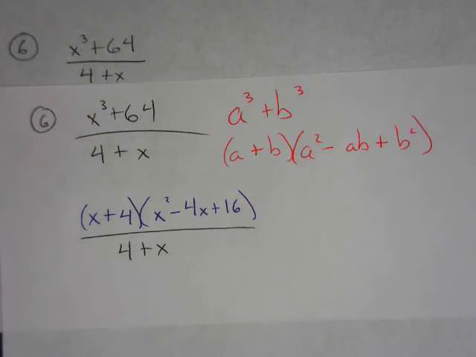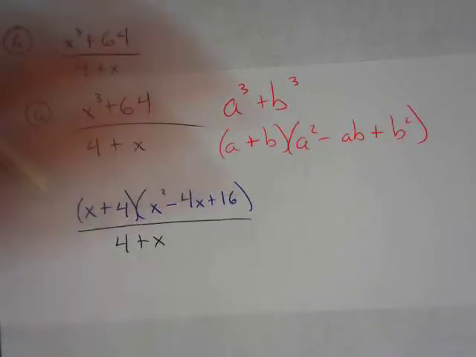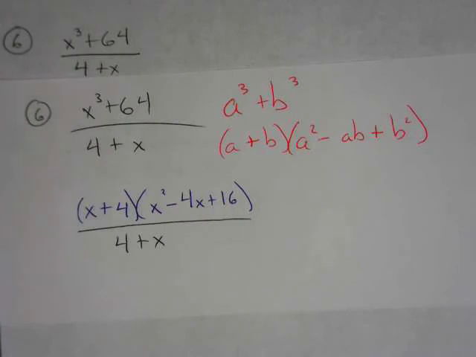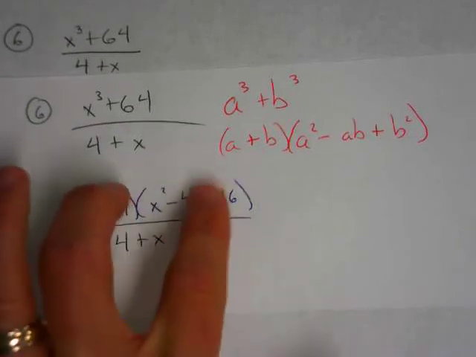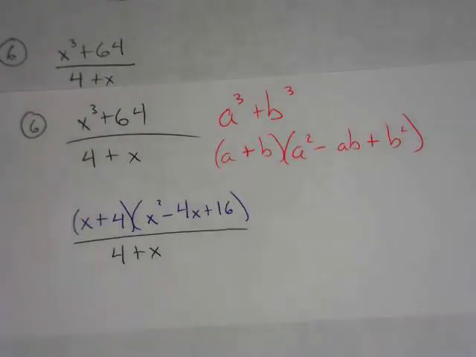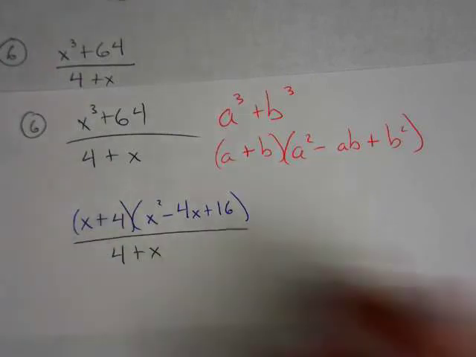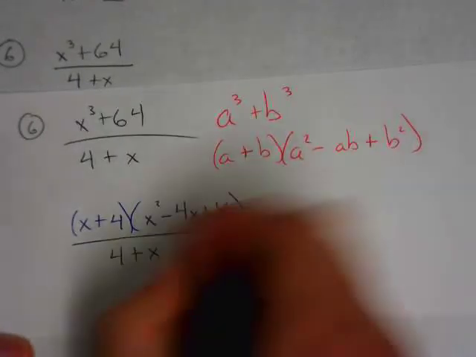So what can we do now? Is there anything that we can cancel? If you look in the numerator, we're multiplying two numbers. In the denominator, we have 4 plus x. Can you recognize something we can do? Absolutely. This can be rewritten as x plus 4.